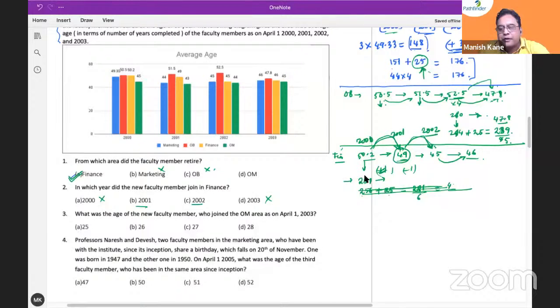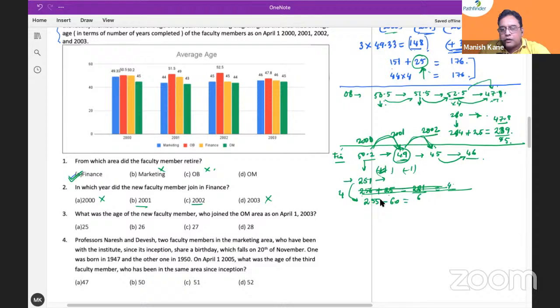So what would have happened? That only 4 people would have continued. So 4 people continued. The total age of those 4 people must have increased by 4, from 251 to 255. And one old person retired. One old person retired. Correct?